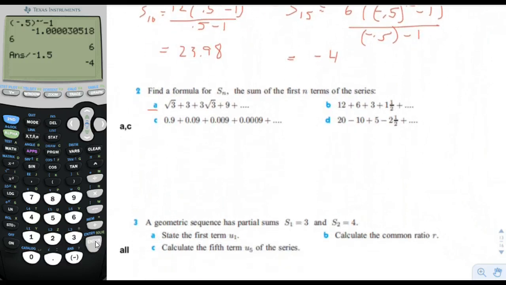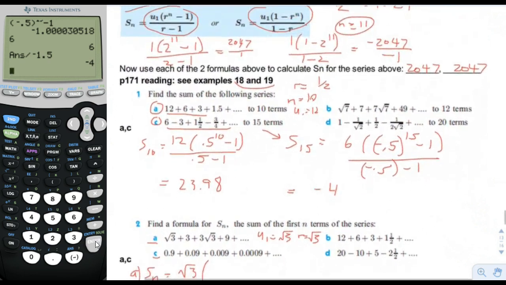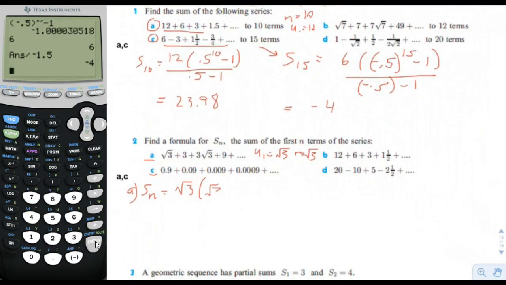We're going to do A and C here. Find a formula for S sub n for the first n terms of the series. So for A, the u1 is equal to square root of 3. And the r is also equal to square root of 3. So we could write the formula here. Square root of 3 to the nth minus 1 divided by square root of 3 minus 1. Okay, so that's the answer for A, because it just says find the formula for the first n terms.